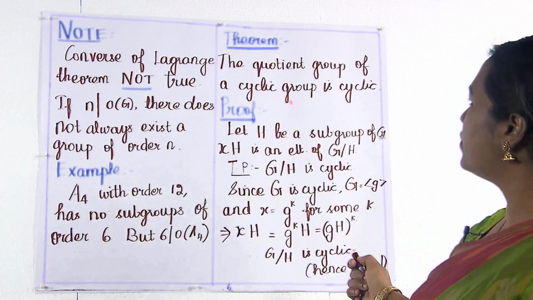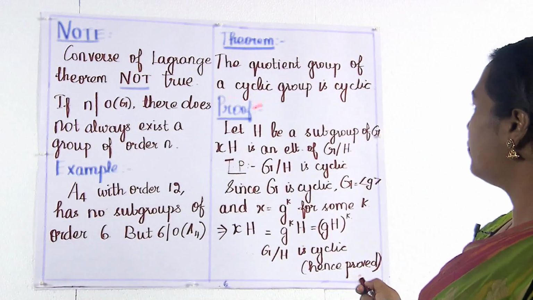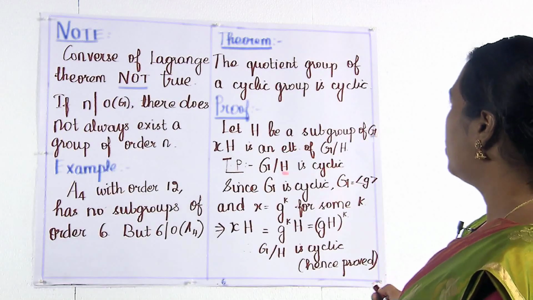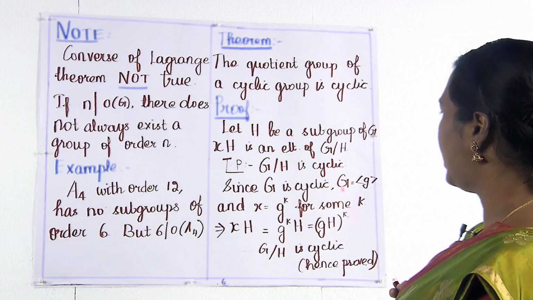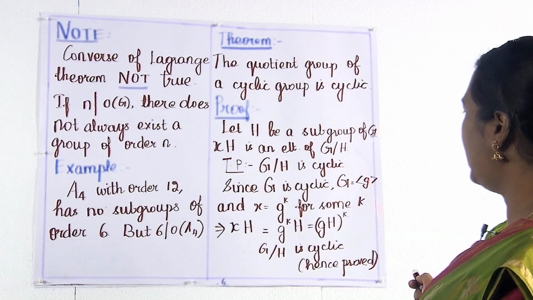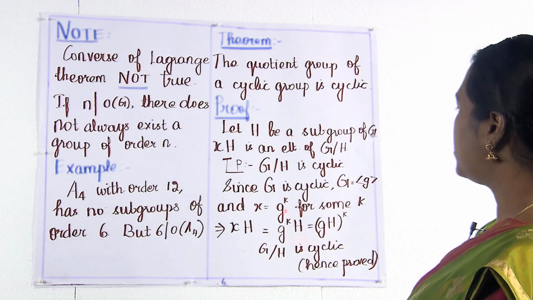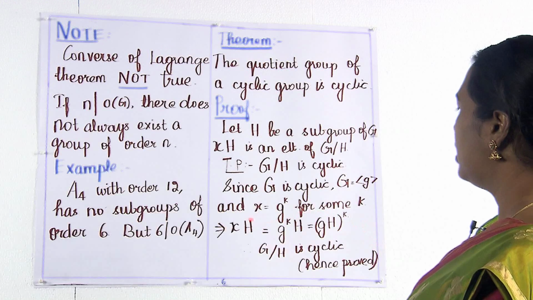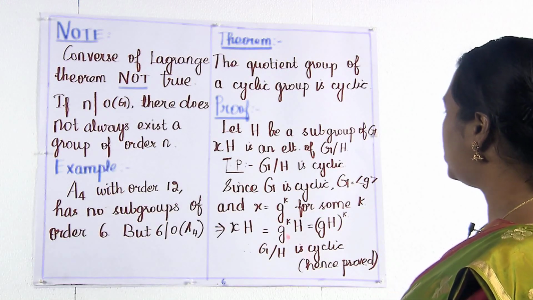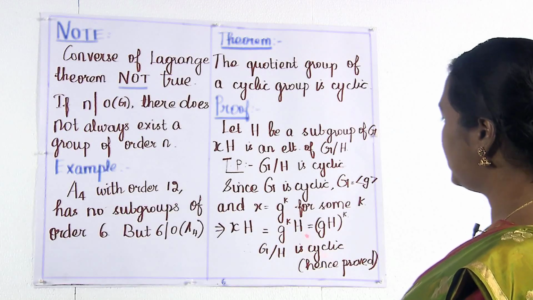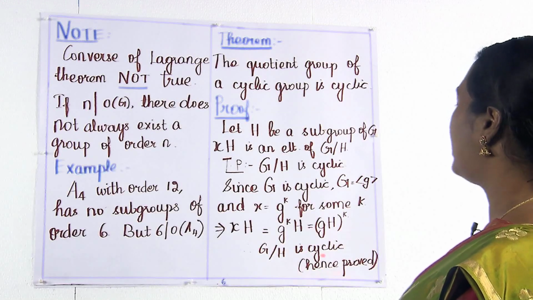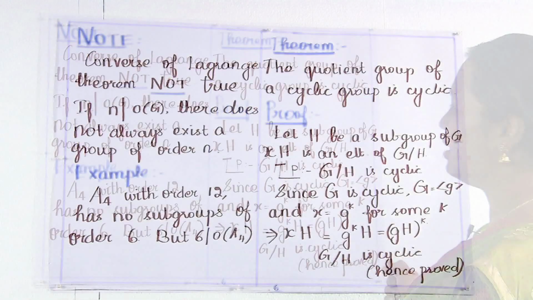The quotient group of a cyclic group is cyclic. Proof: let H be a subgroup of G and xH is an element of G/H. We now have to prove that G/H is cyclic. Now, since G is cyclic, G is generated by an element, namely g, and x is equal to g^k for some k, which implies that the element xH, which is from G/H, is equal to g^k H, that is equal to (gH) to the power k. So, clearly G/H is cyclic. We have now proved the statement of this theorem.